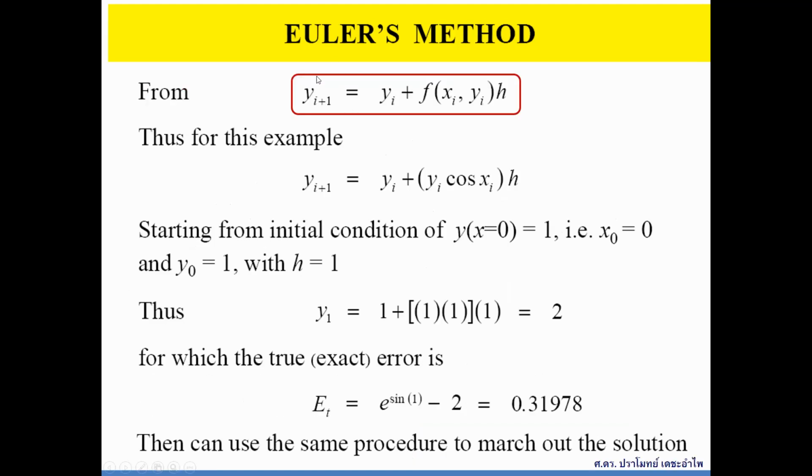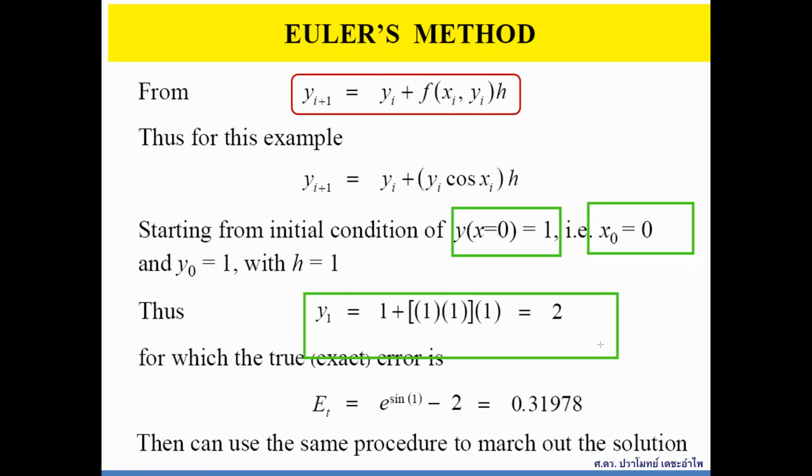After we write it in this form using the Euler method, we would like to predict yi plus 1. It becomes yi plus yi cosine xi times h, like this. We know the initial condition from the problem that when x equal to 0, y equal to 1. For this problem, we will use the increment step h equal to 1. So from the initial value, as we already know, we substitute into the equation and we will get y1. y1 from the Euler method is equal to 2.